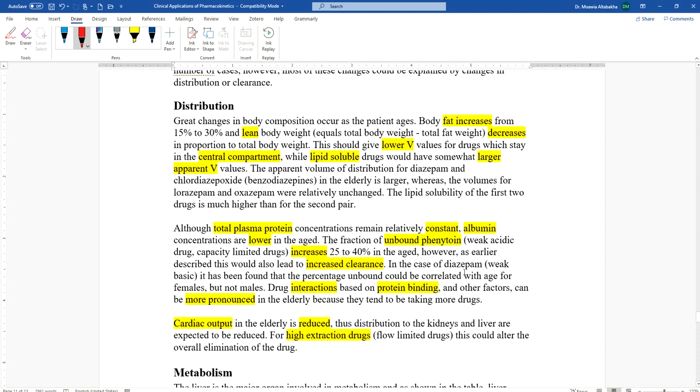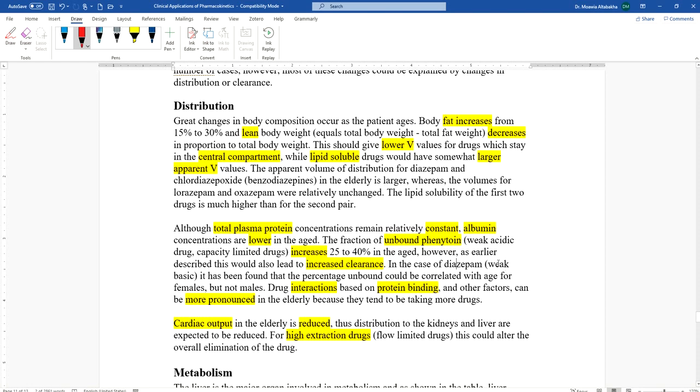But I need you to explain this. As earlier described, this would also lead to increased clearance. Meaning phenytoin, okay, we have more free drug, but because there is more free drug, as per what you took in metabolism, because there is more free drug, we also have more clearance, so it will remain the same.